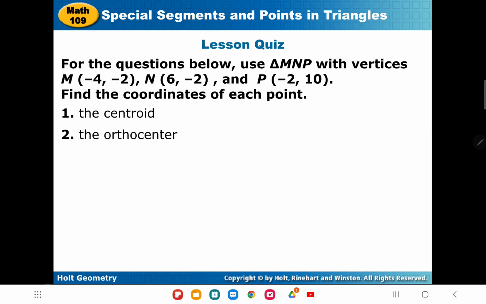Okay, so go ahead on your own. Please draw the triangle on graph paper and determine the coordinates of each point. And hopefully you got (0, 2) for the centroid and (-2, 2/3) for the orthocenter.